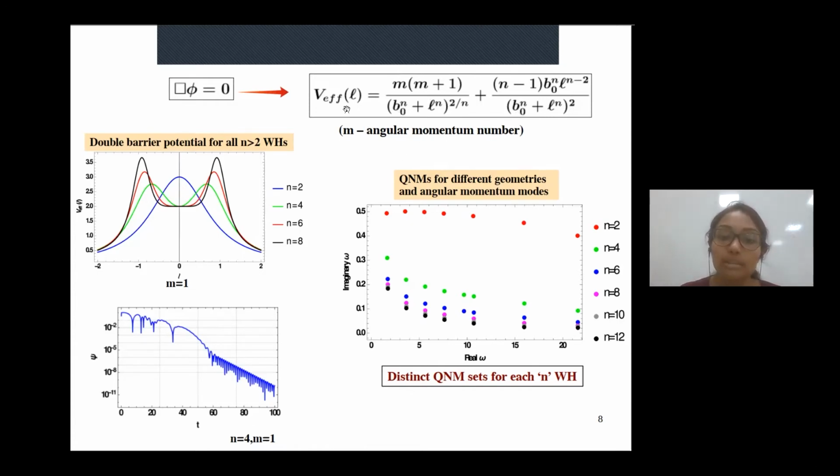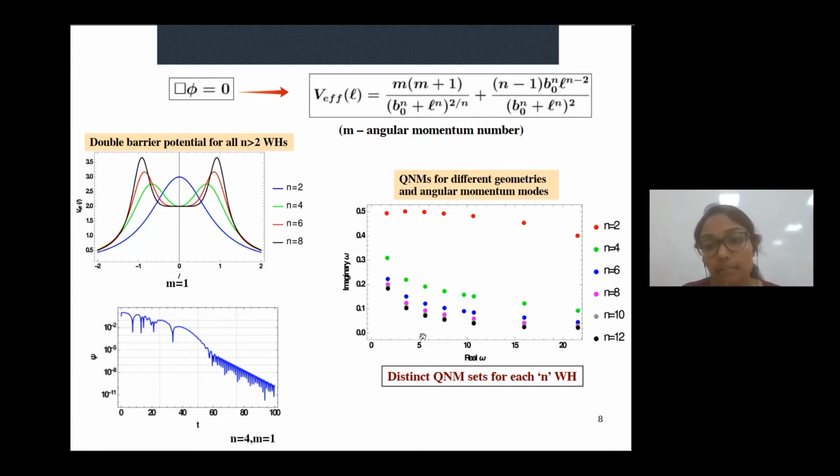Now, if we plot this effective potential as a function of L, then we can see that for all n greater than 2 geometries, the potential is a distinct double barrier potential. Note that only n equal to 2, that is the Ellis-Bronnikov case, has a single barrier. Rest all have double barrier potential. And the plot shown at the lower end of the slide shows a decay signal over time, indicating that all these geometries are stable.